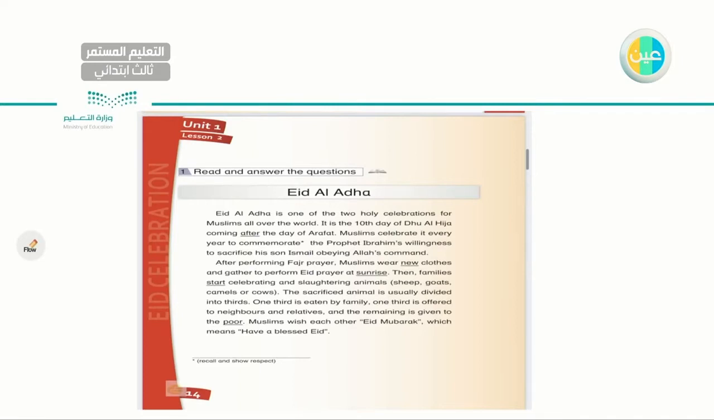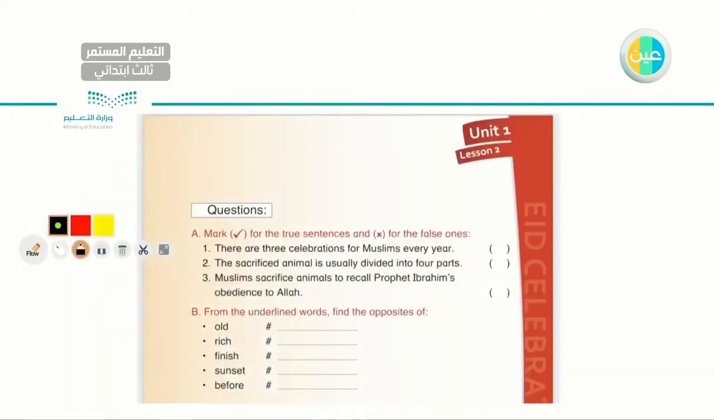Okay, after we read these two paragraphs, let's go to page 15 and answer some of the questions we have. So, as you can see, this is what we have at page 15. Questions. Question 1. Mark right for the true sentences and put an X for the false one.